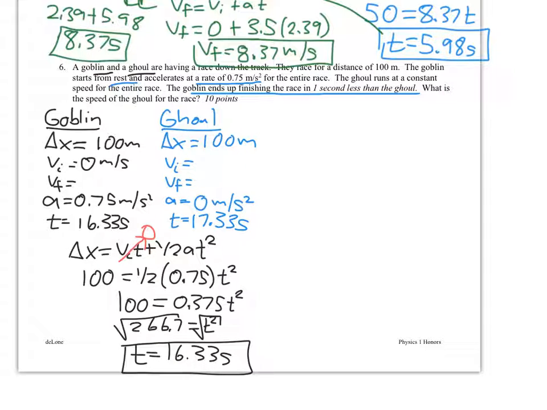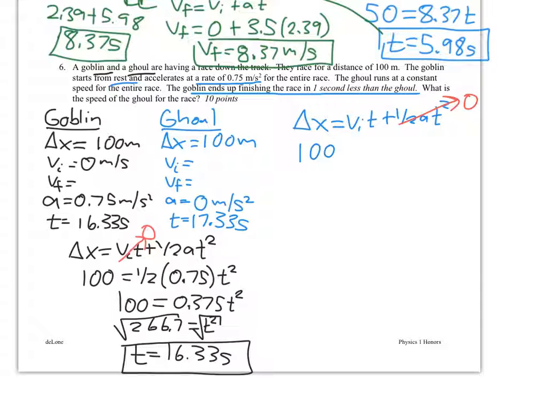Now that we know all this stuff about the ghoul, we can go ahead and set up that same equation for the ghoul, but we're going to be looking for the velocity of the ghoul, right? What is the speed? In this case, the speed really is just the velocity minus the direction. So we're going to be looking for the velocity of the ghoul here. We're going to use that delta x equals v_i t plus 1/2 a t squared equation. Since my acceleration here is 0, I know that this entire term goes away, so we can just cancel it out.